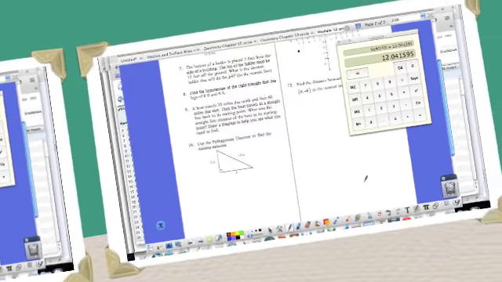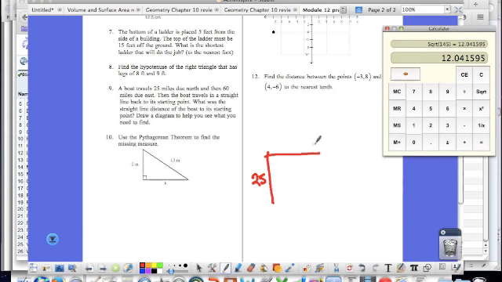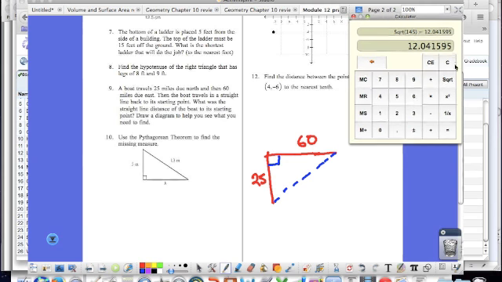Okay? A boat travels 25 miles due north and then 60 miles due east. Then the boat travels in a straight line back to its starting point. What was the straight line distance of the boat to its starting point? Draw a diagram to help you see what you need to find. If I draw a diagram, this is pretty straightforward, right? I go up 25 and to the right 60, that's a 90-degree triangle, right? So am I finding a leg or the hypotenuse? The hypotenuse.